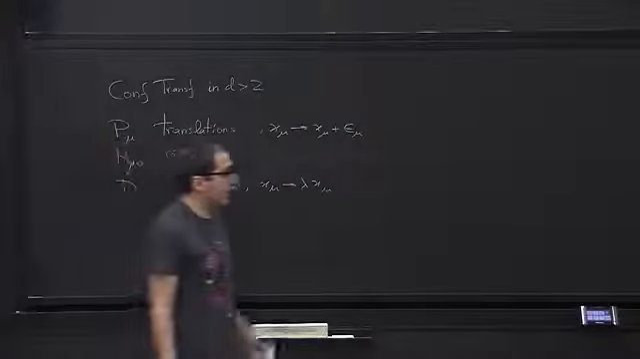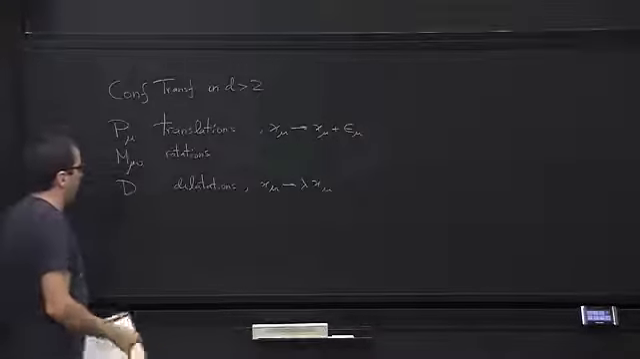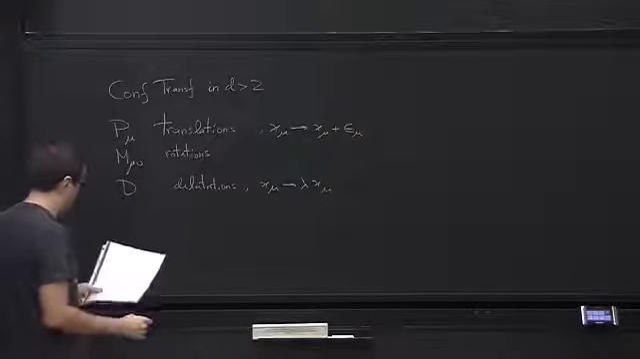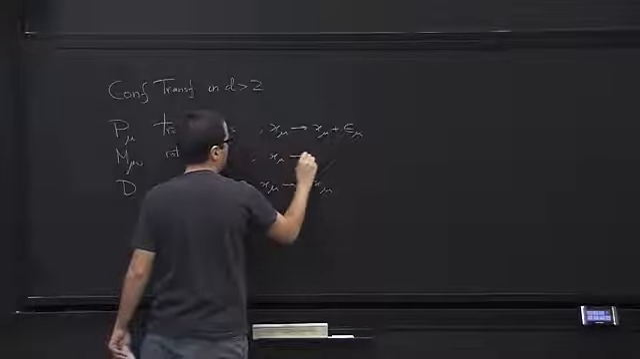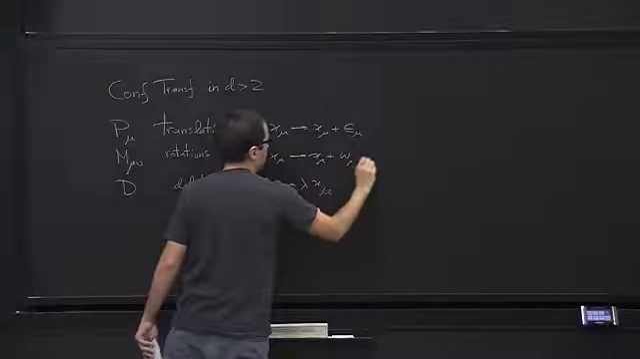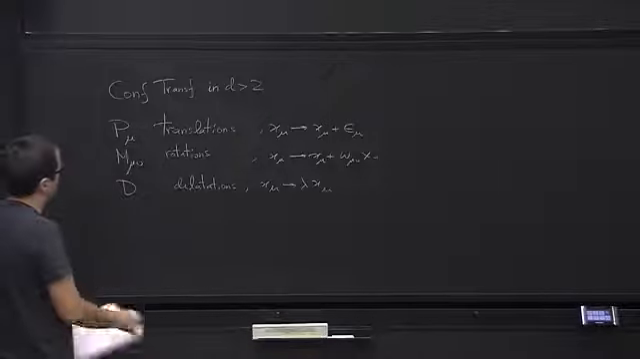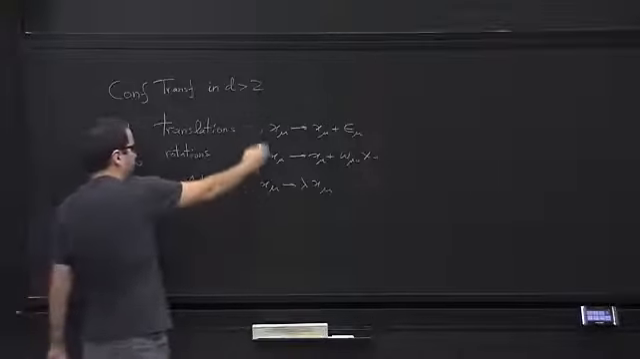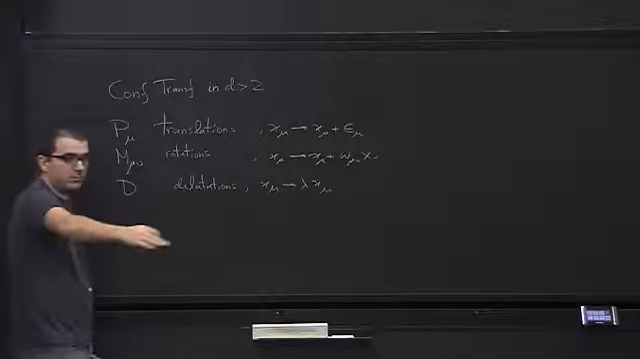So it's easy to see that all these transformations leave the... these first two leave the metric invariant, and this one changes the metric by a dilatation.